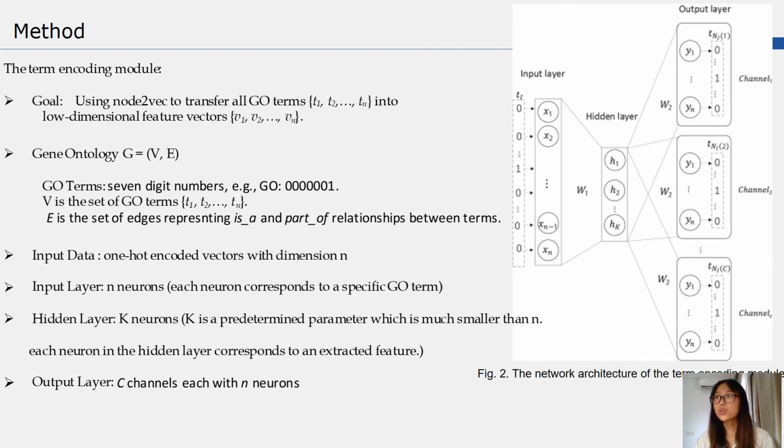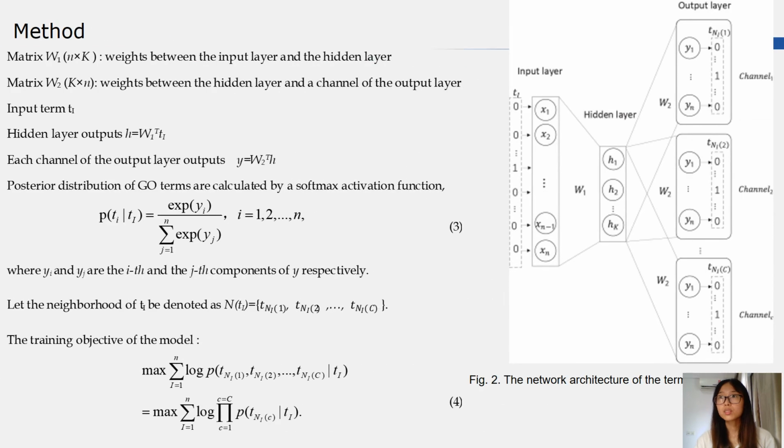In this slide, we show the network architecture of the term encoding module. It consists of 3 layers. In the input layer, GO terms expressed as one-hot encoded vectors with dimension n are input. The output layer has several identical channels. Each neuron in each channel corresponds to a specific GO term. In the hidden layer, it has k neurons. Each neuron corresponds to an extracted feature. By training the network, we get the feature vector for GO terms from the well-trained matrix between the input layer and the hidden layer.